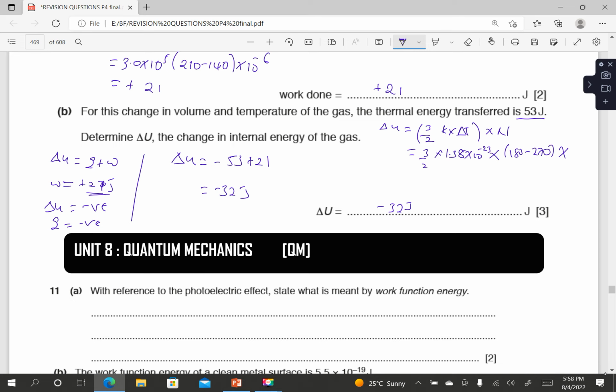How do we find the number of molecules? Remember, the number of molecules N is equal to the number of moles times Avogadro's number, because N is the number of molecules over Avogadro's number. So I will multiply this by the number of moles which we got earlier, that is 0.028, times Avogadro's number, which is 6.02 times 10 power 23. I think it will give you approximately negative 32 joules. You can verify this method also.